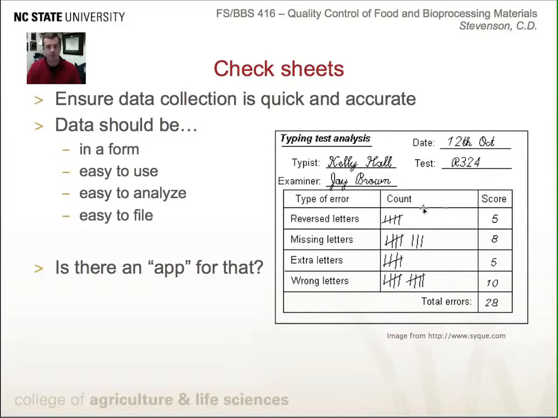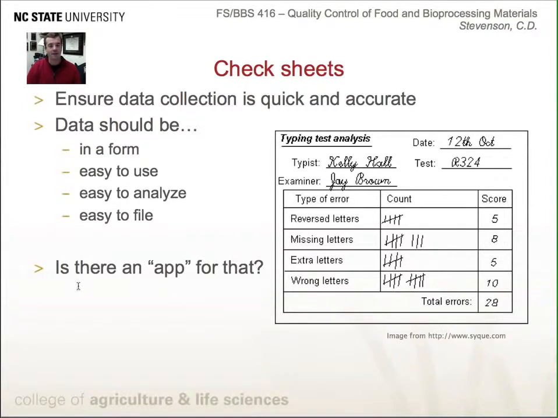We have the test number, and we can use that later on when we enter data in a spreadsheet. And we just simply count the number of times that this particular problem happened. Then we can add those up and summate them to a total number of defects. So these check sheets could be used for a number of things. Here's just one example. It's not food related, but check sheets are used all the time in the food industry.